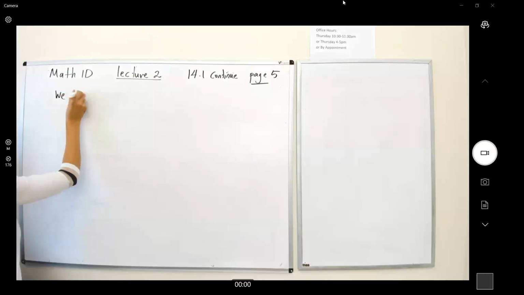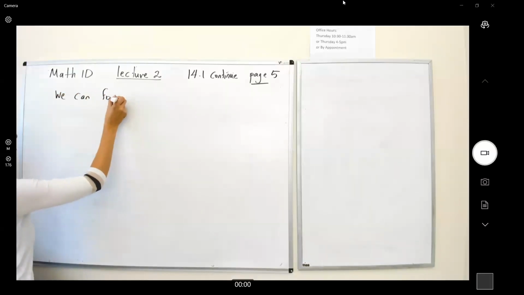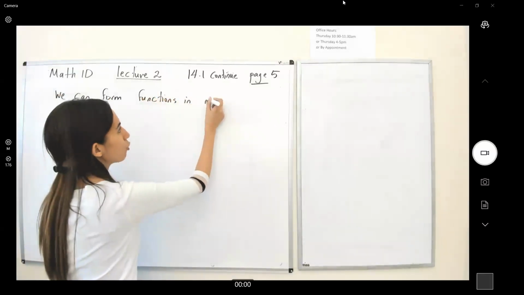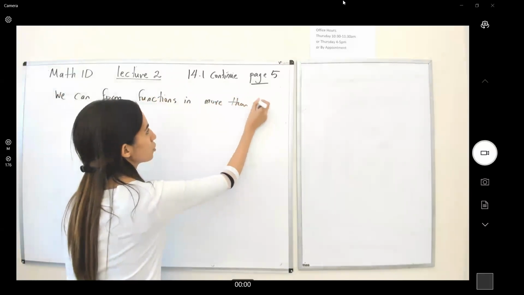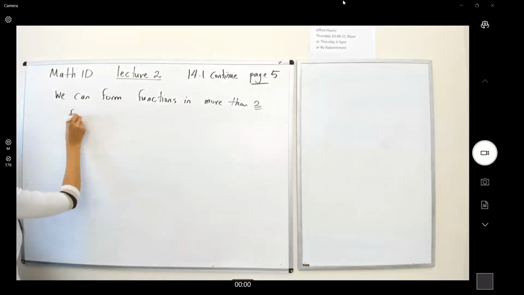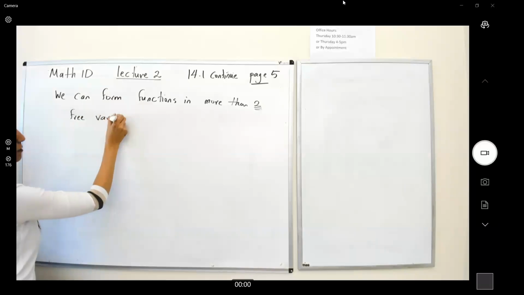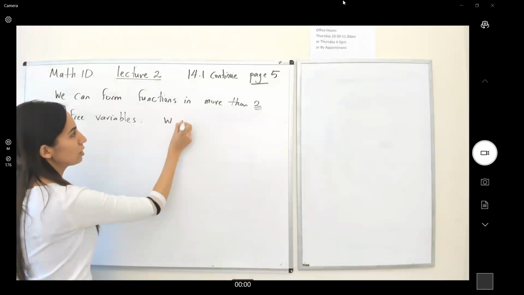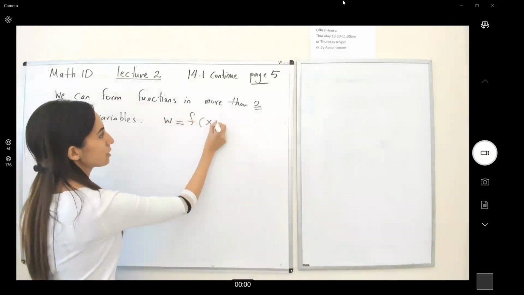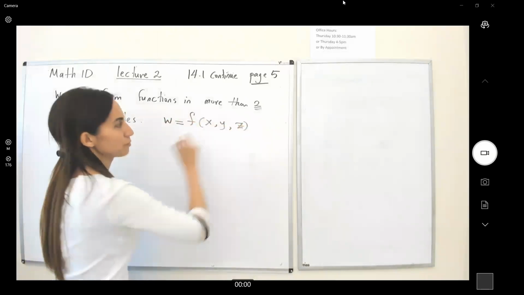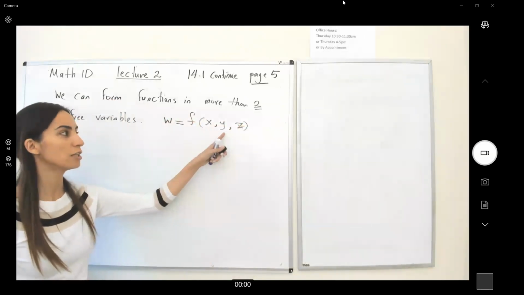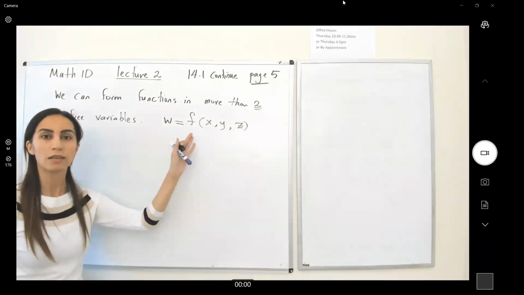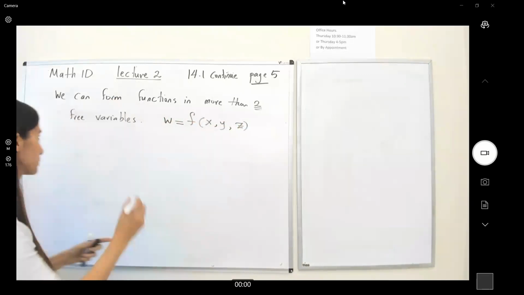So we can form functions in more than 2 free variables. So you can define a function like w equals f of x, y, z. Here you have 3 free variables. What's the problem with that? The problem is it's very hard to visualize.